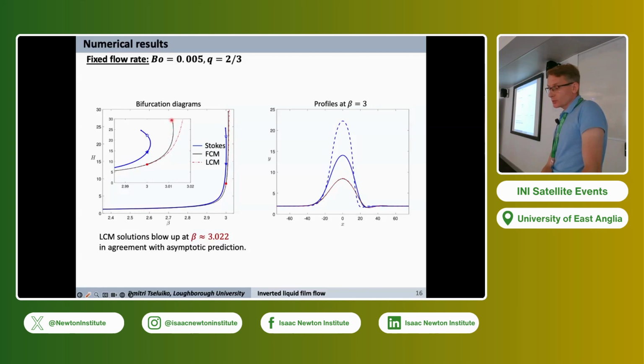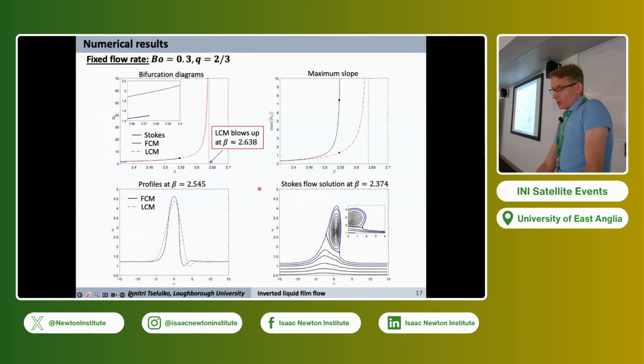The FCM model again terminates at an infinite slope singularity, but generally it predicts the correct qualitative behavior, although the turning point for the FCM model is delayed compared to the solutions of the Stokes equations. And overall, we can conclude that both the LCM and FCM models give quite a reasonable estimate for the value of the angle beyond which traveling wave solutions do not exist, and beyond which we expect dripping to occur for the case of small Bond number.